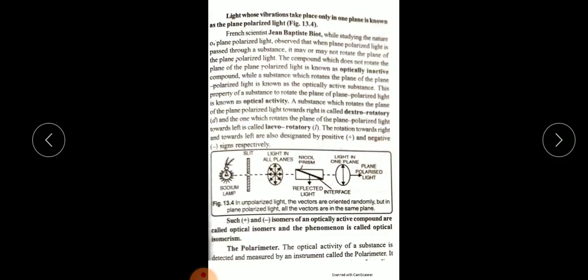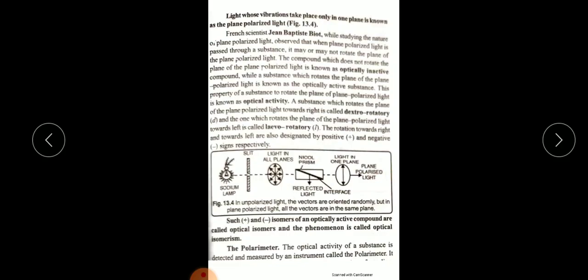Now if this plane polarized light is deflected either towards right or left, then we can call the compound that we have taken optically active. We can call that substance optically active. And if the plane polarized light remains unaffected, then we call it optically inactive.